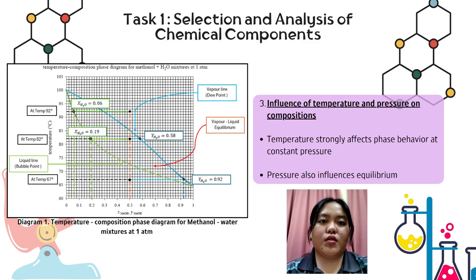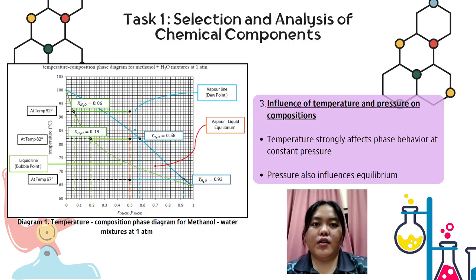The temperature strongly affects phase behavior at constant pressure, which is at 180 mmHg. For instance, at around 82 degrees Celsius, a liquid composition of x water equals 0.19 is in equilibrium with a vapor composition of y water equals 0.58. This shows that the vapor phase is richer in methanol.